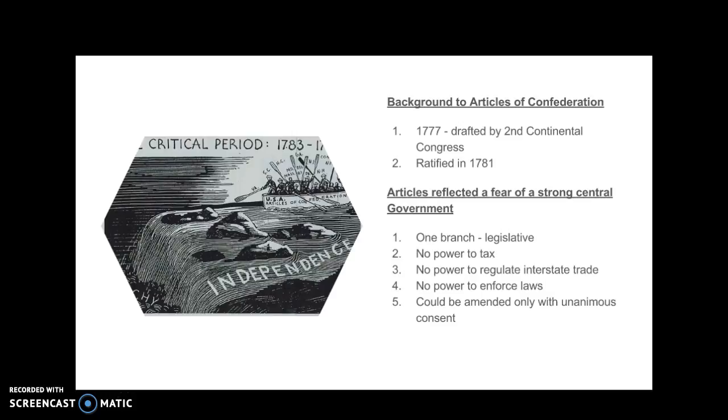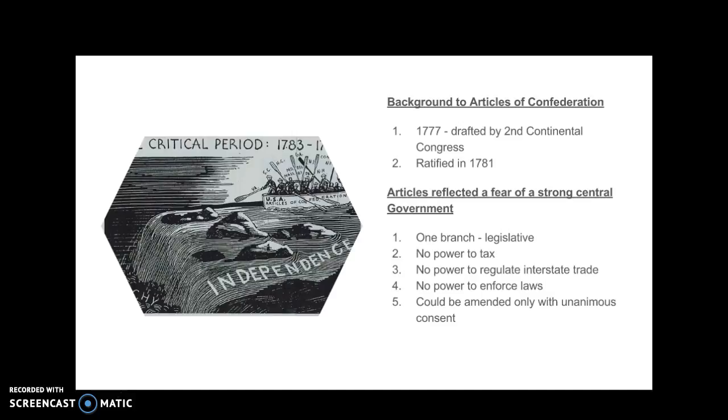The Articles of Confederation had no power to tax. They had to ask the states for funds. They had no power to regulate interstate trade. They had no power to enforce laws. It could only be amended or changed with unanimous consent. That means all 13 states had to approve it.